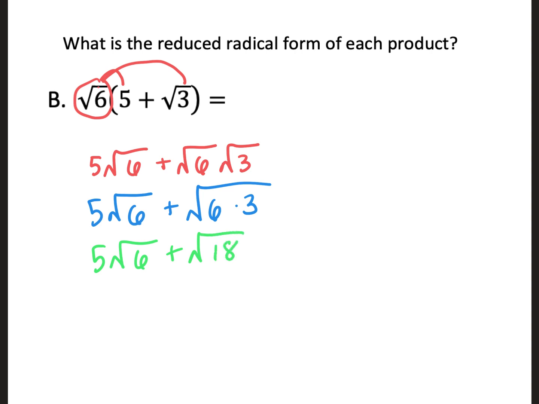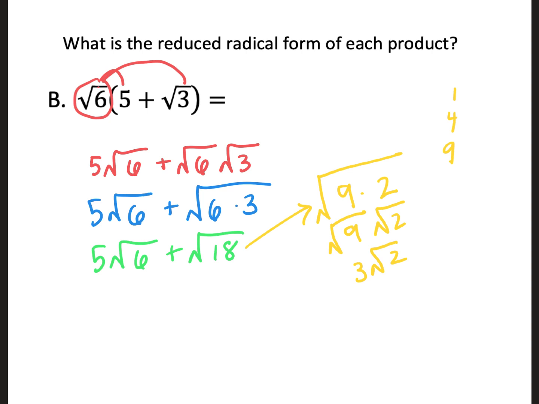Again, I'm looking for a perfect square that goes into 18. My perfect squares are 1, 4, 9. And I'm going to stop there because I know I can divide 18 evenly by 9. 18 is the same as the square root of 9 times 2. Again, you can break it up into 9 times the square root of 2. And the square root of 9 gives me 3, so we really have 3 root 2.